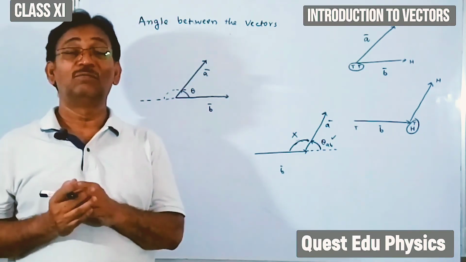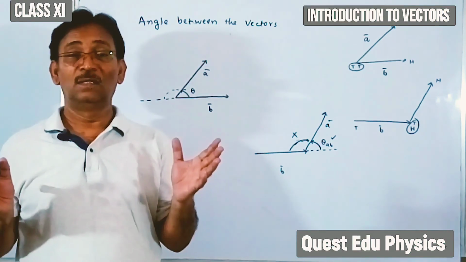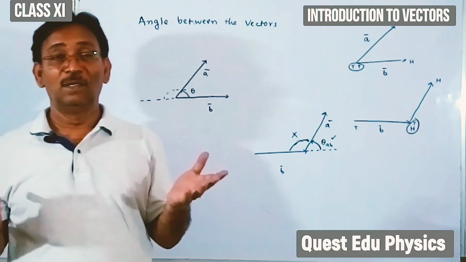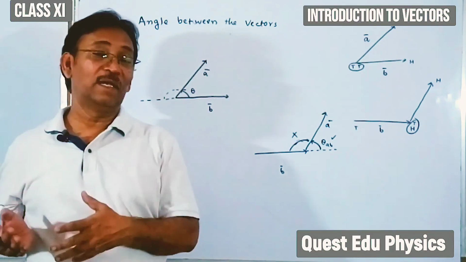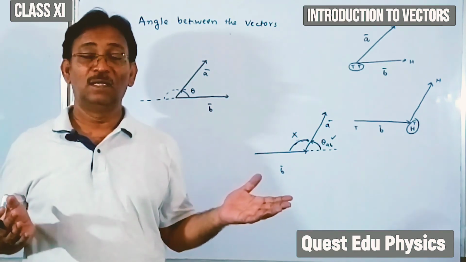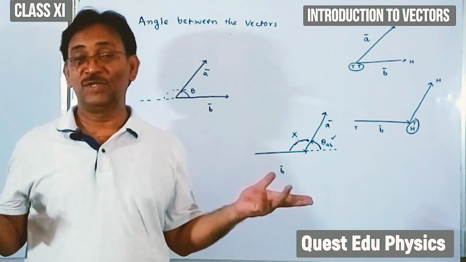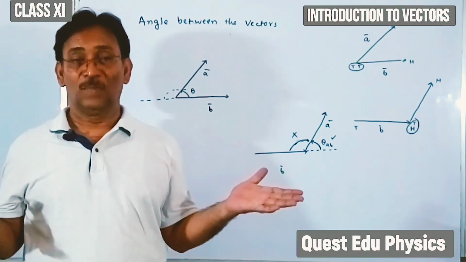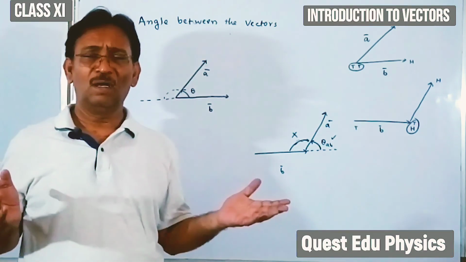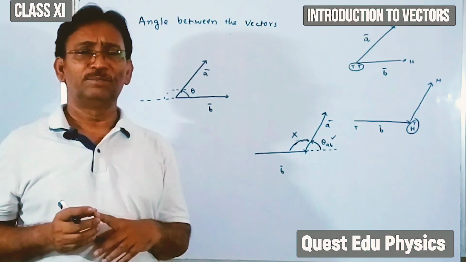And I already told you, ratios are not called vector or scalar. The best examples for that are refractive index and coefficient of friction. Numbers are neither vectors nor scalars. I hope you understood the class well.